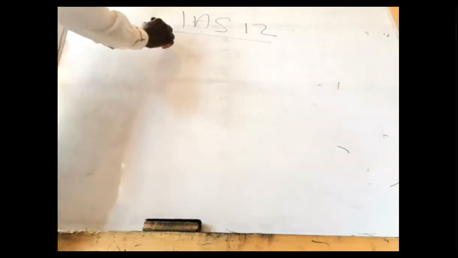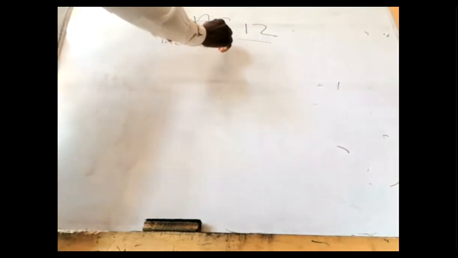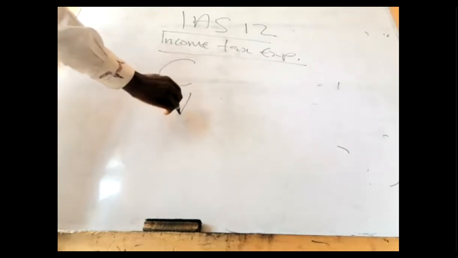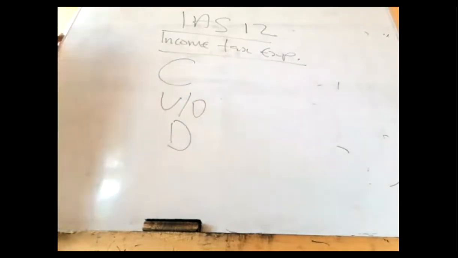So to determine the income tax expense, the income tax expense for every company is made up of 3 items: the C, the U, and then the D. If I add these 3 items together, it will give me the income tax expense for every organization. If I understand these 3 items, then we are done with IAS 12. So we take our time and go through them one after the other.